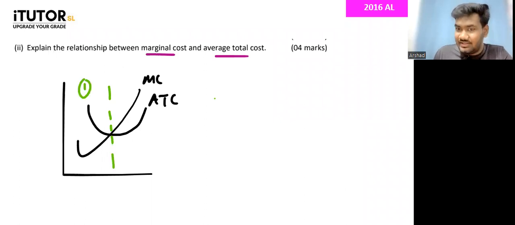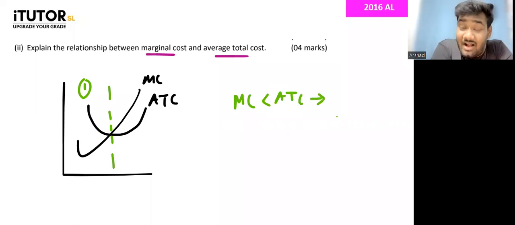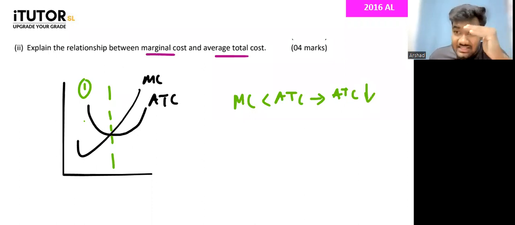In the first side of it, when marginal cost is less than the average total cost, look at the 2 curves, guys, what is happening to average total cost? The average total cost is decreasing, right? That's point number 1 in the relationship. As long as MC is less, in the left side of the diagram, marginal cost is below the average total cost, so the average total cost is decreasing.